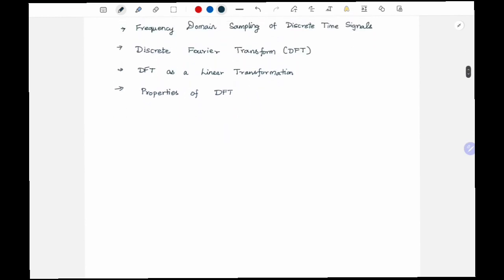So, in the previous lectures, we saw about sampling of continuous time signals. Then we saw about sampling of discrete time signals. But in this, we'll see about sampling of frequency domain of discrete time signal. So, frequency domain sampling of discrete time signals.